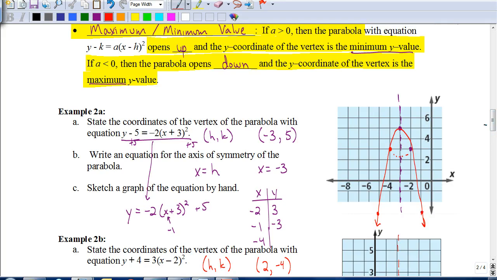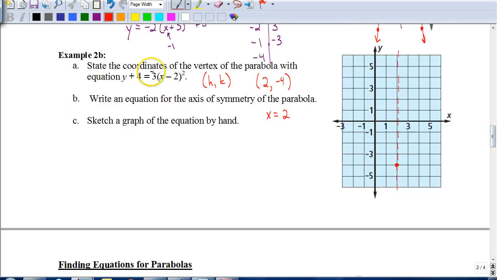We could have been able to tell at the very beginning of this one that it was going to open downwards just because a in front of there is negative 2. Here, a is a positive 3, so that tells me it's going to open upwards. So remember, now we're going to pick some values for x and figure out what y is. We only have to pick 2 numbers, either to the left or to the right of the line. Let's use 0 and 1.